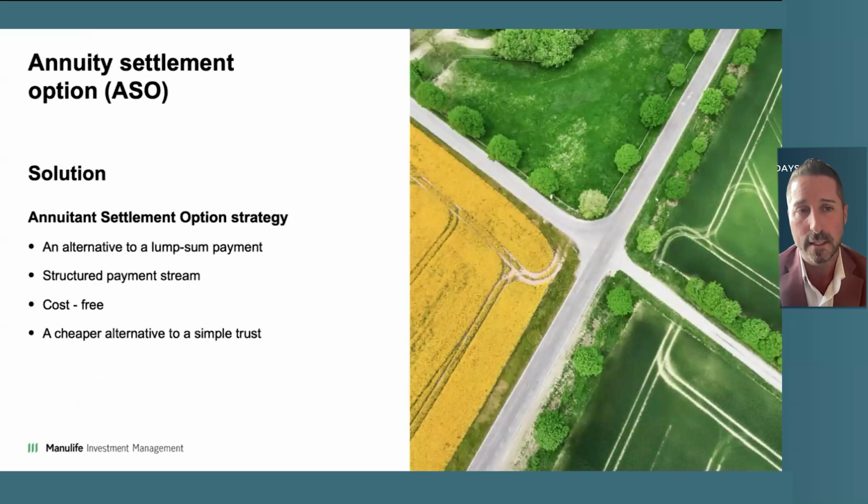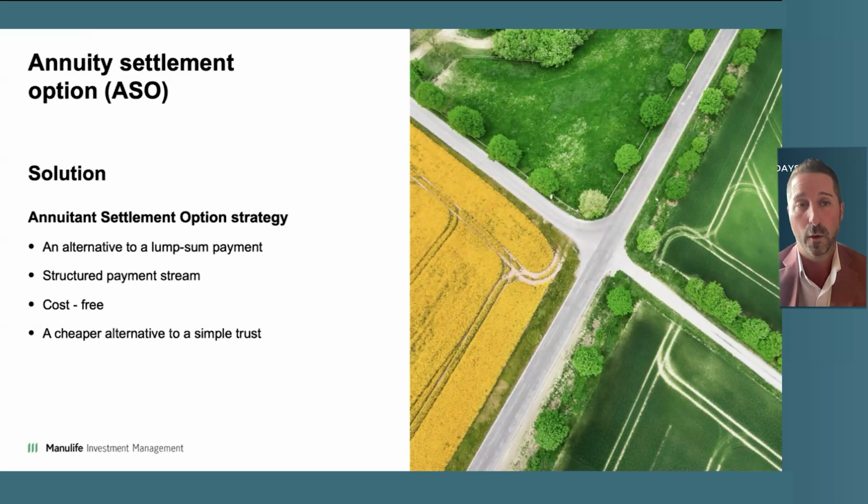Number one, the annuity settlement option. I feel like it's almost redundant when I talk about this strategy because I feel like most advisors know about it. The problem is I guarantee you 99% of clients do not know about it. So although advisors might know about this strategy, clients don't. And I think clients do have needs and wants for this strategy.